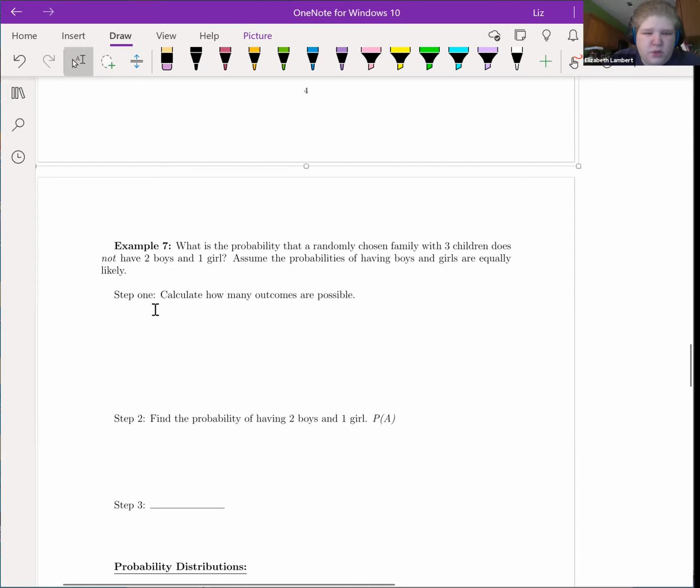So step 1, calculate how many outcomes are possible. So what is the probability that a randomly chosen family with 3 children does not have 2 boys and 1 girl? Well, first, let's just figure out what a family with 3 kids could have, assuming very boring genders of boys and girls.